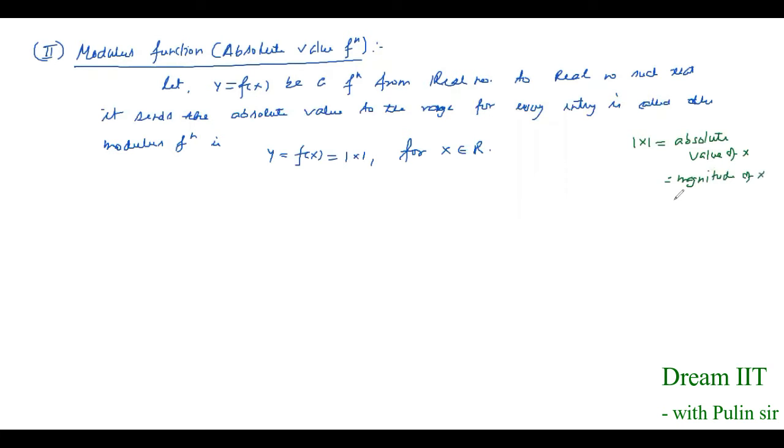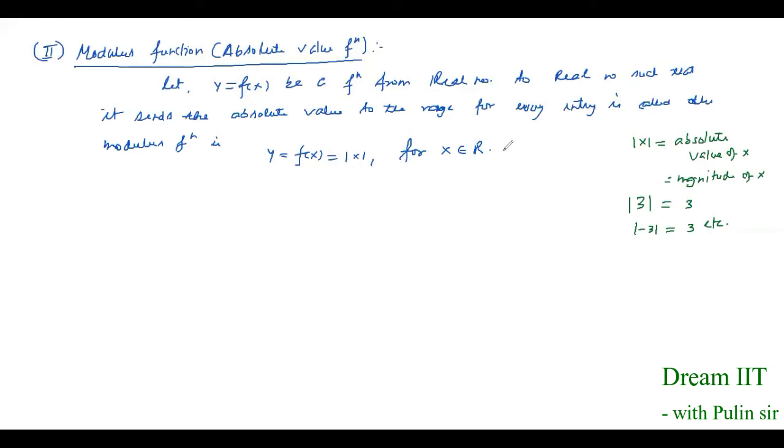What does magnitude of x mean? That means the numerical value associated with it. That is, if I talk about modulus of 3, it means 3. If I talk about modulus of minus 3, still it means 3. That means I'm not bothering here about the direction. This is the modulus function, right? Be very, very clear about this. Always we have confusion about this.